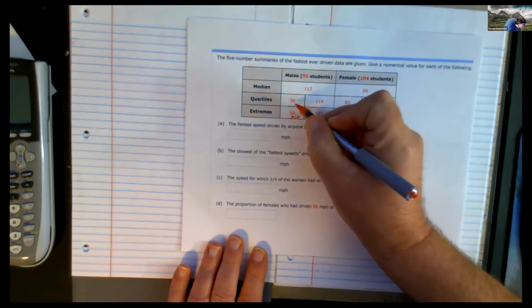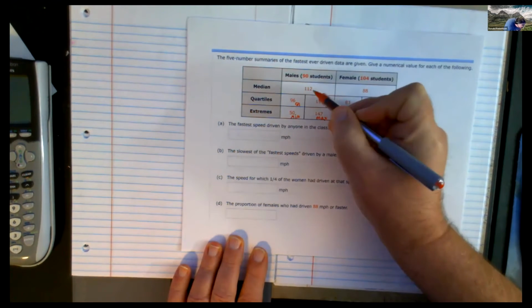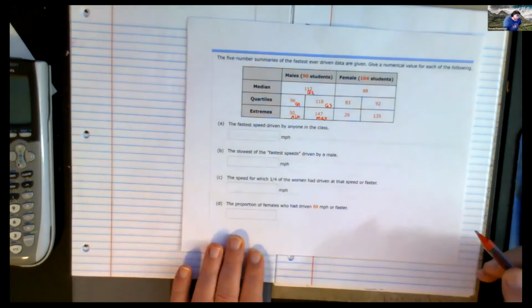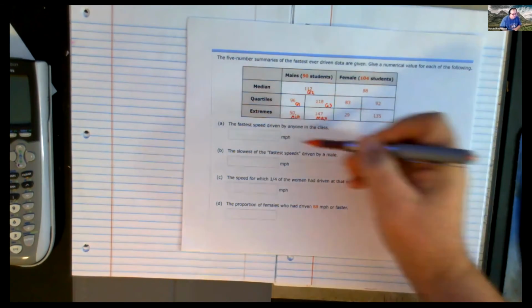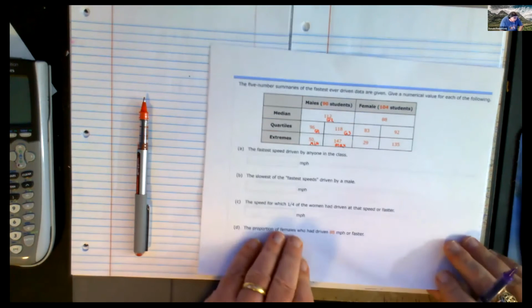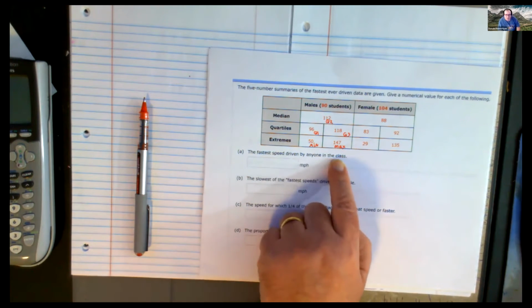Now, the quartiles. This one is Q1, and this one is Q3, and the median is obviously the median, but isn't the median sometimes called Q2? So do you see the 5-figure summary is there? They've just called it extremes, quartiles, and median, right? And if you look at the women here, they are over there. So the questions are really pretty straightforward, at least in this question. What's the fastest speed driven by anyone?